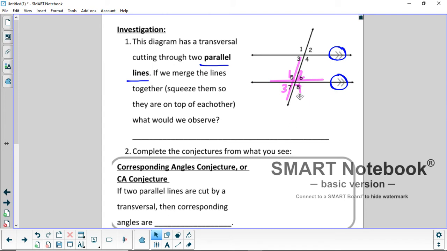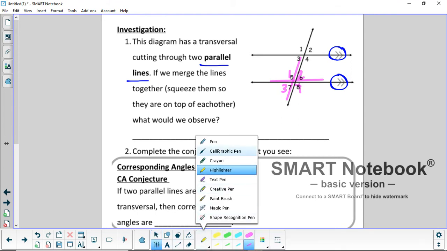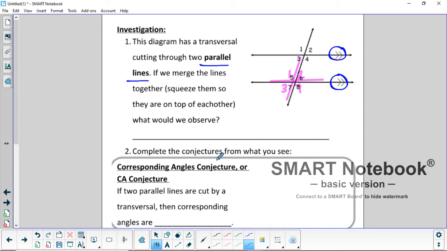And what do we observe? Well, I can see that angles 1 and 5 match up, 2 and 6 match up, 4 and 8 match up, 3 and 7 match up. So there we have the angles that slide down onto each other. They end up overlapping and being the same size.